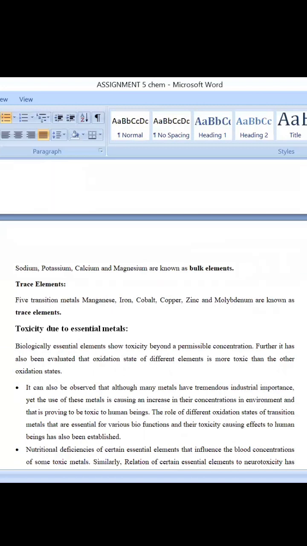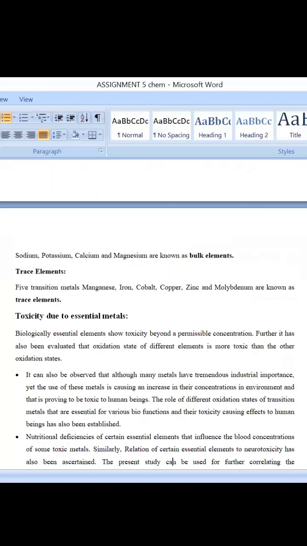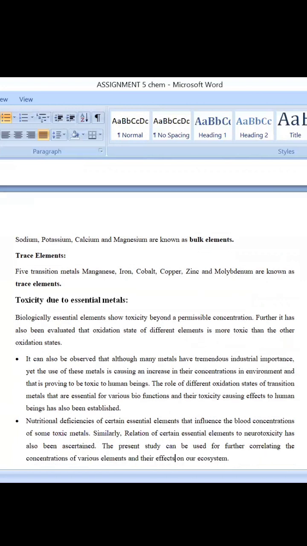Further, it has also been evaluated that some oxidation states of different elements are more toxic than other oxidation states. It can also be observed that although many metals have tremendous industrial importance, the use of these metals is causing an increase in their concentrations in the environment, and that is proven to be toxic to human beings. The role of different oxidation states of transition metals that are essential for various biofunctions and their toxicity-causing effects to human beings has also been established.